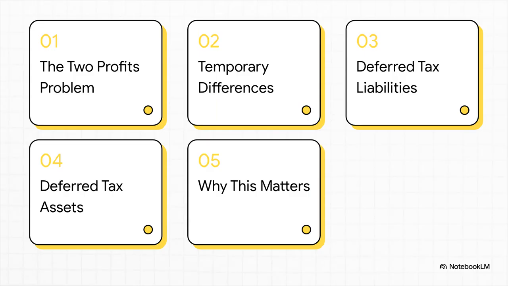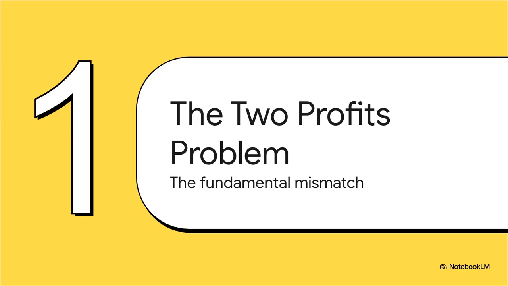So, here's our roadmap. We're going to start with this two profits problem. Then we'll look at how something called temporary differences act as a bridge. That'll lead us right into deferred tax liabilities and assets, and then we'll wrap it all up with why any of this actually matters to you. Okay, first up, the two profits problem.